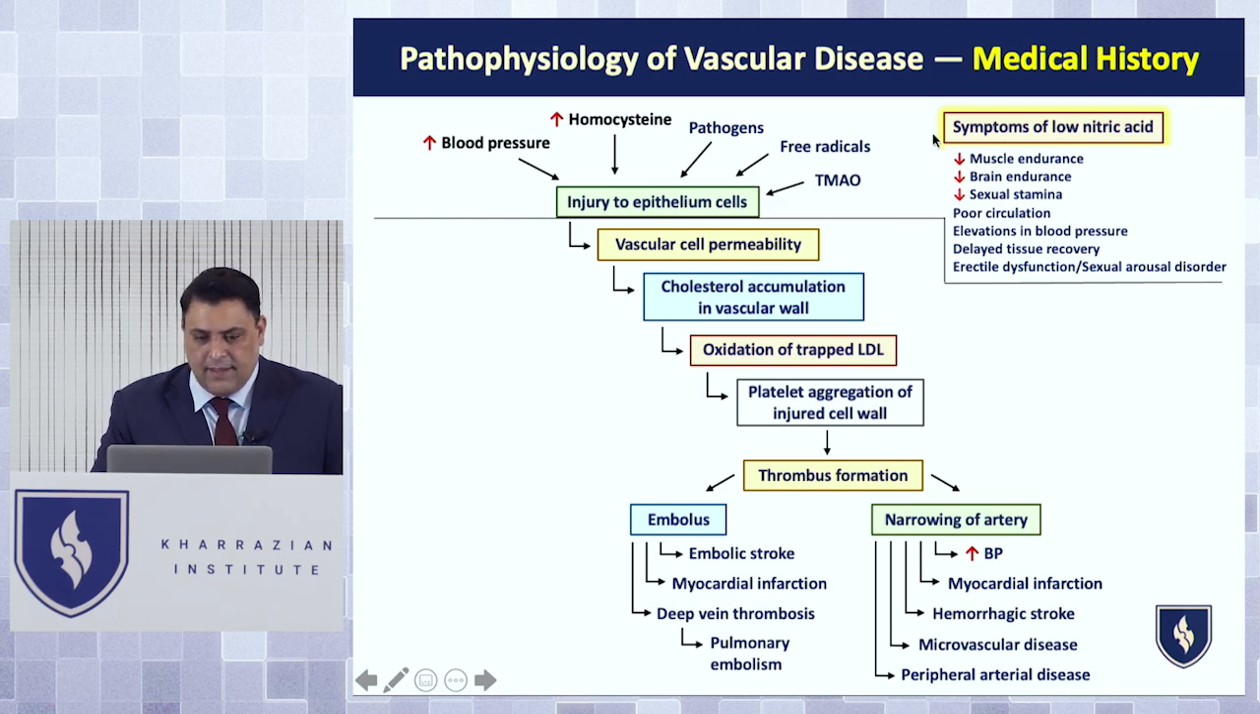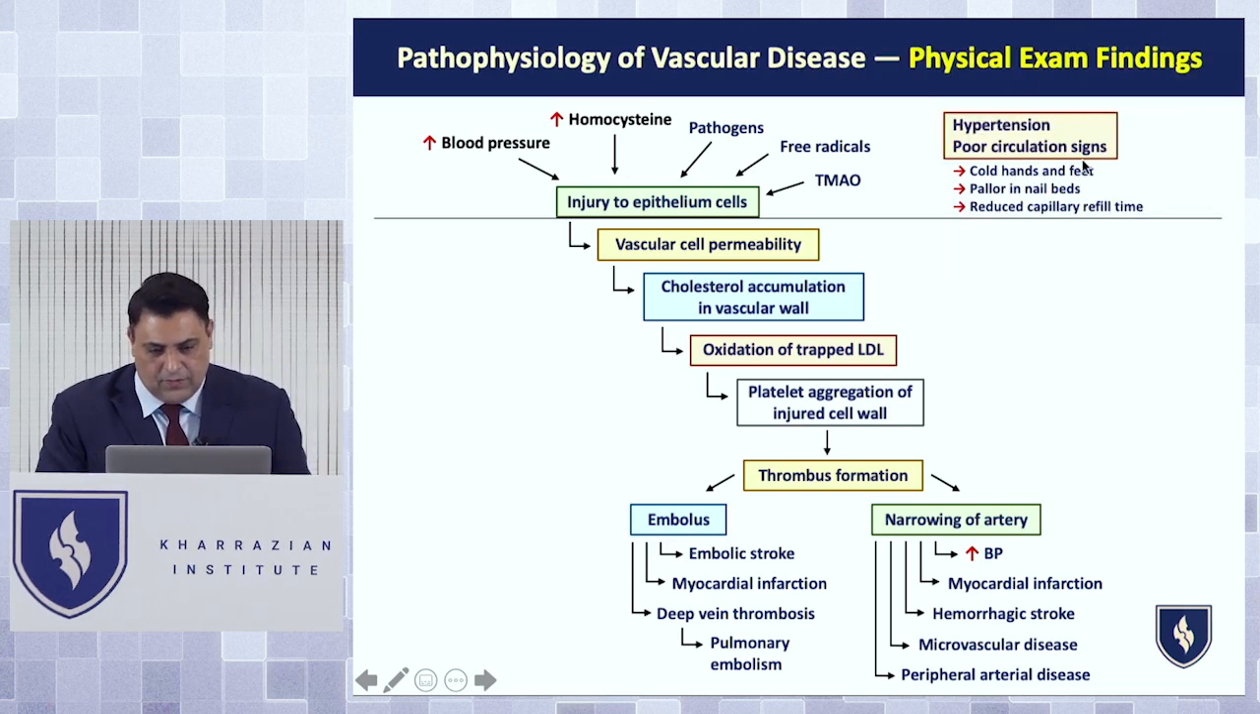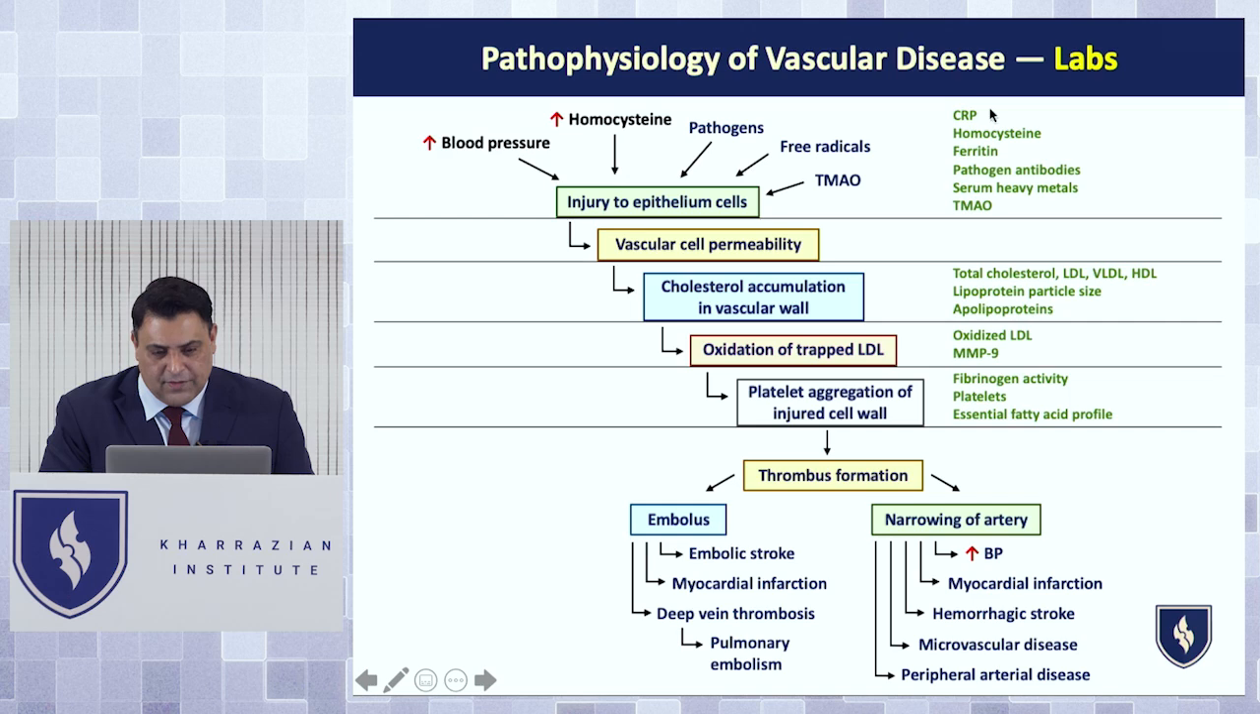Then these early signs of this pathway get expressed into examination findings: cold hands, cold feet, white nail beds, right? Pallor nail beds, reduced capillary refill time, blood pressure. We're going to go into these in much more detail. I just want to give you a few for this diagram. And then if you look at each of these pathways, we have labs. And these are all the things we can measure that measure different steps, right?